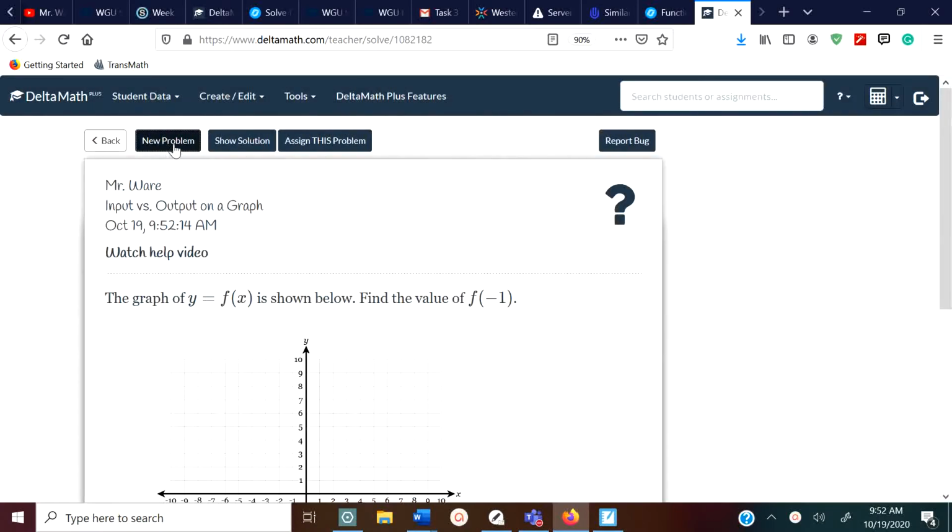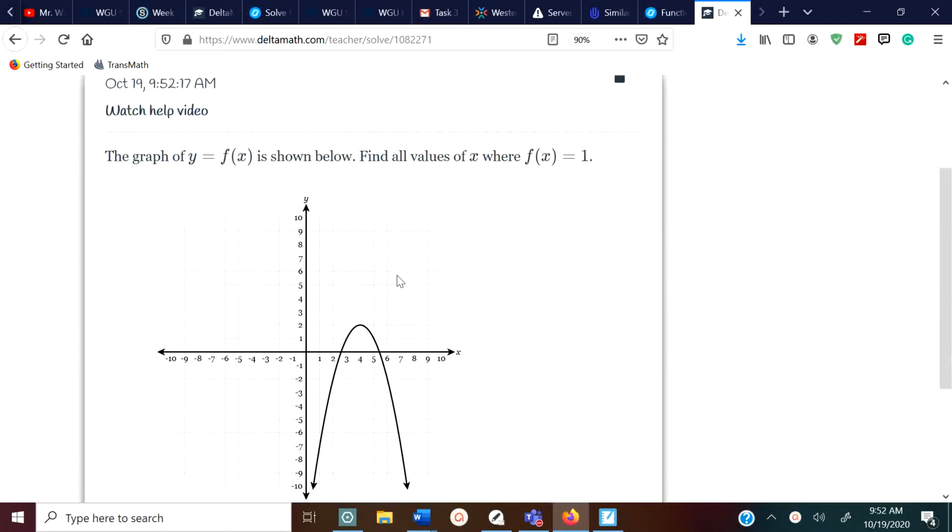I'm going to find one where it is like this one. Here it says find, notice the key word here, find all values of x where f of x is equal to 1. So we want to find every single value of x when f of x is equal to 1. This is a function. It passes the vertical line test, and it has to pass the vertical line test in order to be a function.